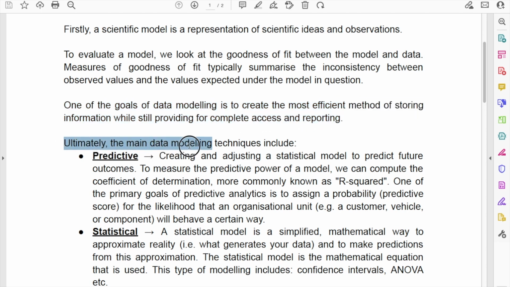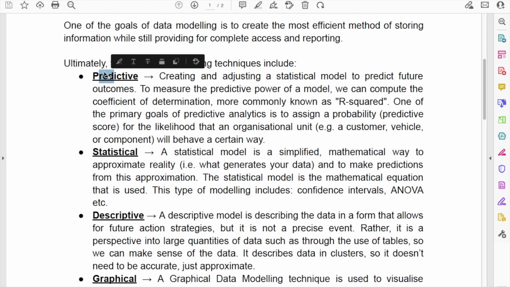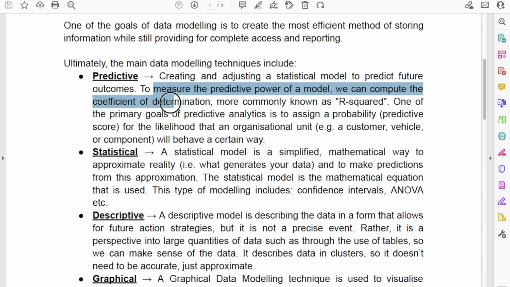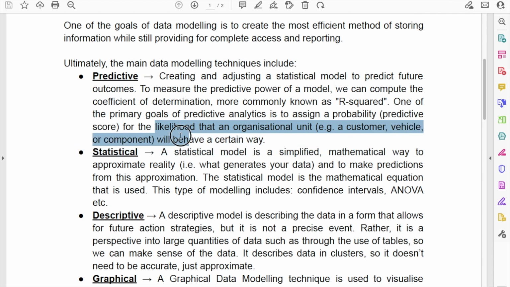Ultimately, the main data modeling techniques include predictive, creating and adjusting a statistical model to predict future outcomes. To measure the predictive power of a model, we can compute the coefficient of determination, more commonly known as R². One of the primary goals of predictive analytics is to assign a probability, a predictive score, for the likelihood that an organizational unit, for example a customer, vehicle or component, will behave a certain way.